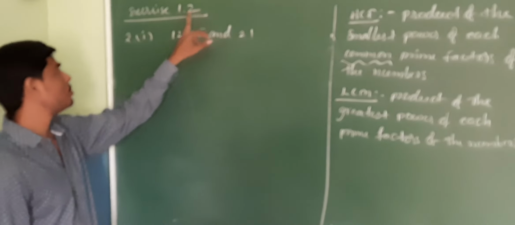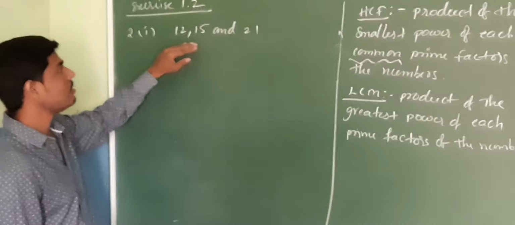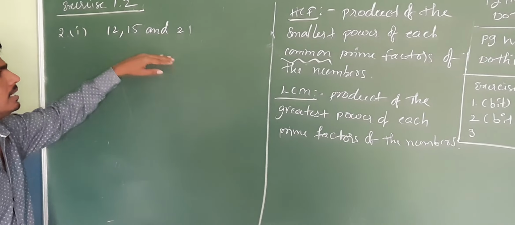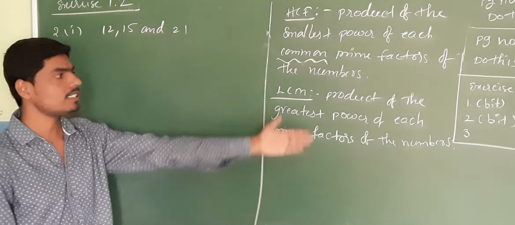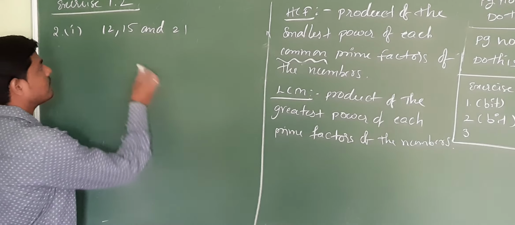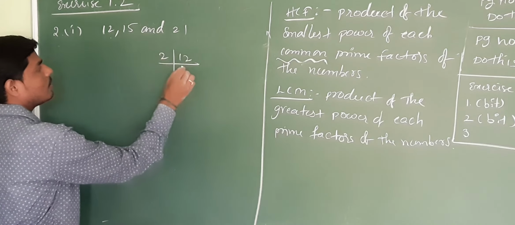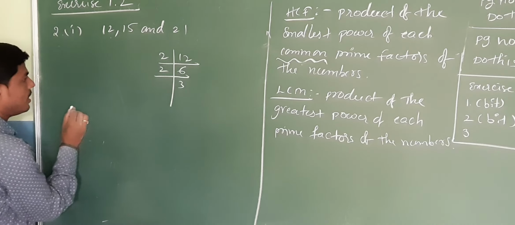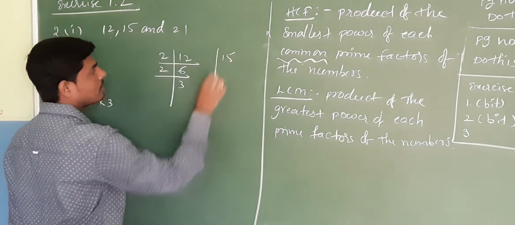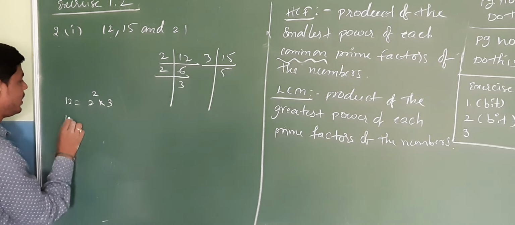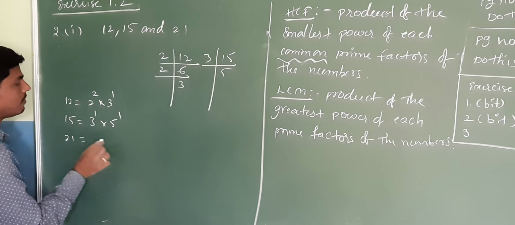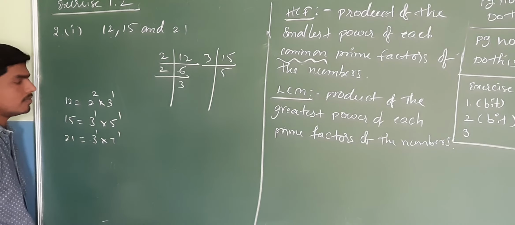Here, from exercise 1.2, second bit, first problem: 12, 15 and 21. We need to find the HCF and LCM by the prime factorization method. So we should do the same steps again. First we convert them into prime factors. 12: 2 sixes are 12, 2 threes are 6. So 12 can be written as 2 squared into 3. Next 15: 3 fives are 15, so 15 is equal to 3 power 1 into 5 power 1. Next 21 is equal to 3 sevens are 21.